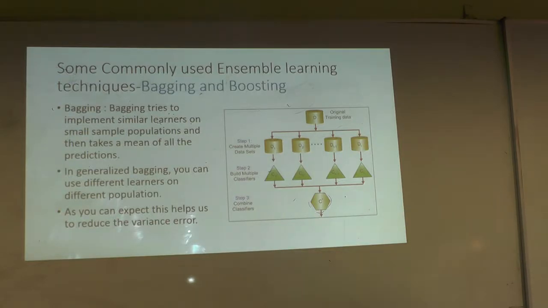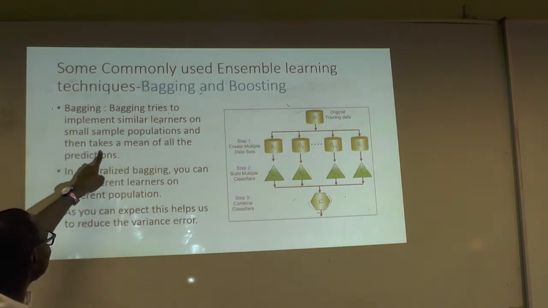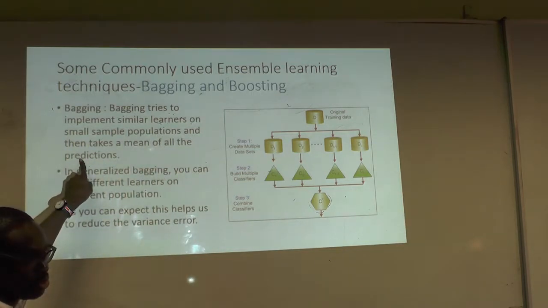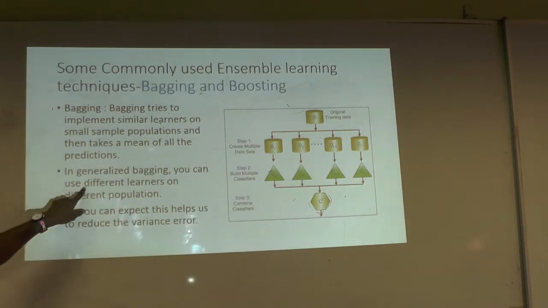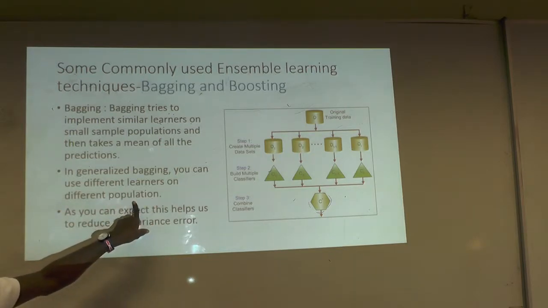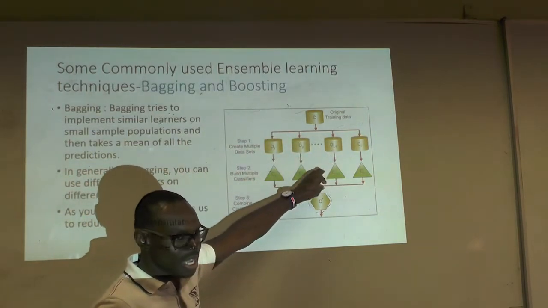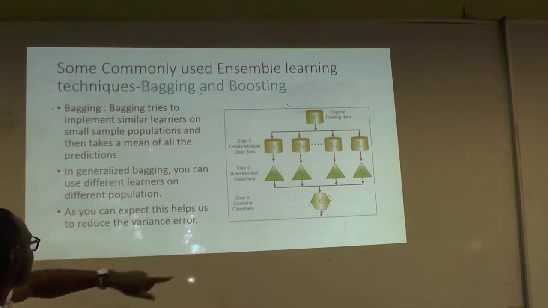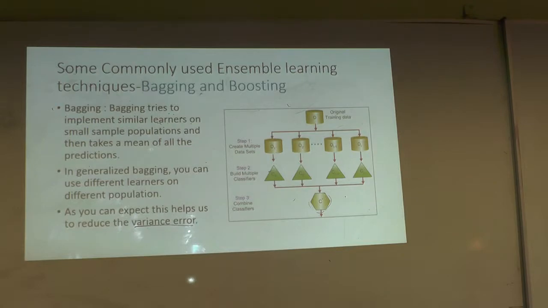Now, bagging means that it tries to implement similar learners on small sample populations and then take the mean of all the predictions. That is your bagging. Now, in general, you can use different learners on different populations as well. As you can expect, this helps us to reduce what we call variance error. That is the advantage of bagging techniques. It reduces variance error.